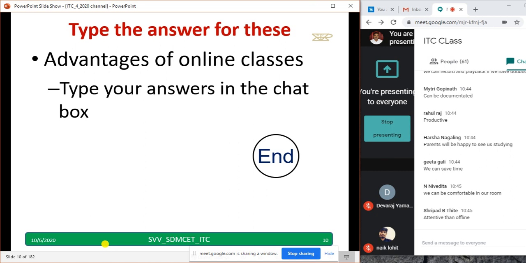Very true. Shripad, attentive than offline. I do agree with this. Many students are doing all the work assigned in the online class. They are even giving the answer in the chat box. I do agree with these answers. Comfortable learning. Srijana, thank you. Don't feel sleepy. It is true, Spurti. Thank you. Any other advantages? If anybody wants to tell, you can tell.